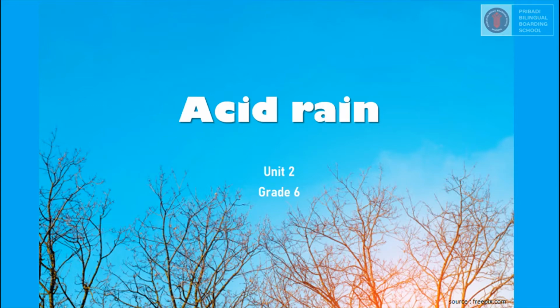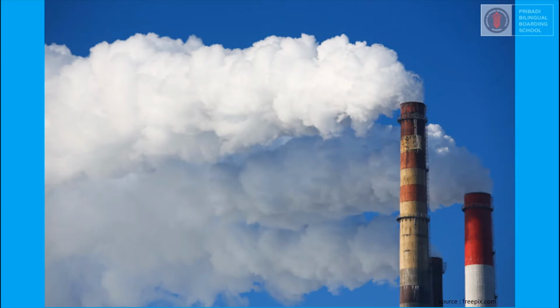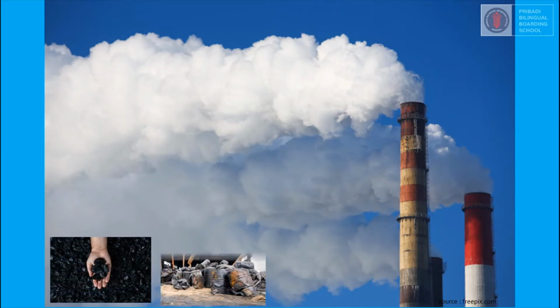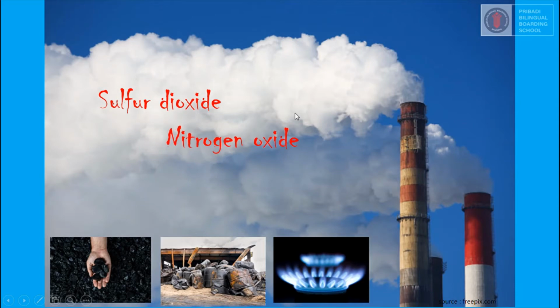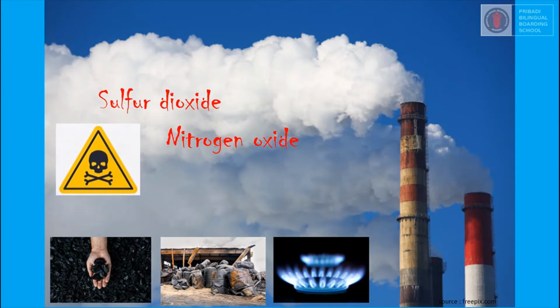How can this acid rain happen? Let's have a look. The first and most important cause of acid rain is the burning of coal, oil, and also natural gas. These three substances, if they burn, will produce dangerous and poisonous smoke that contains sulfur dioxide and nitrogen oxide. These two gases are poisonous and harmful for our environment. And when they dissolve in the rainwater, it will make the rainwater turn acid. The complete process will be shown in the next picture.